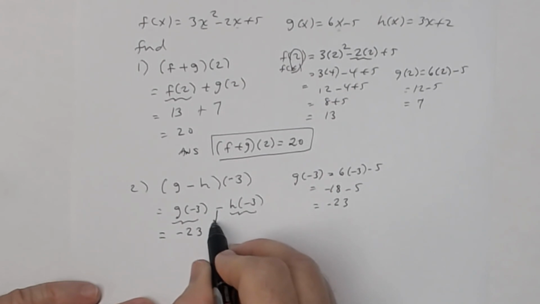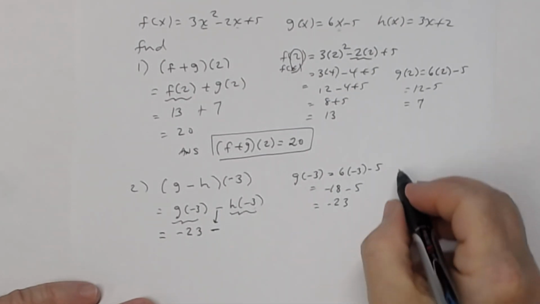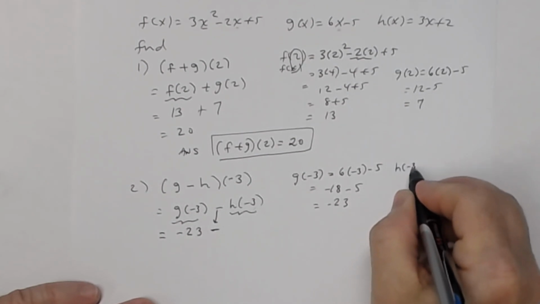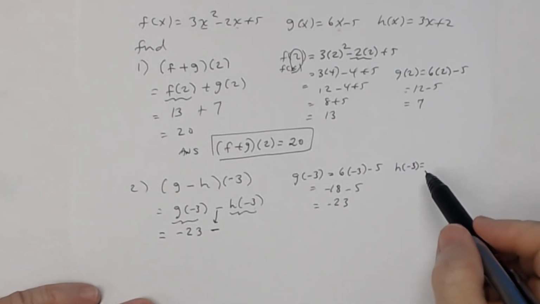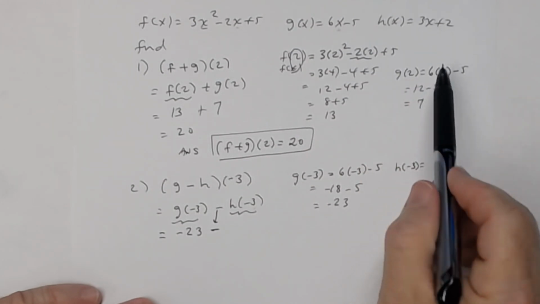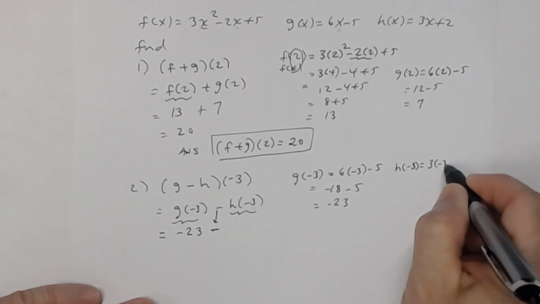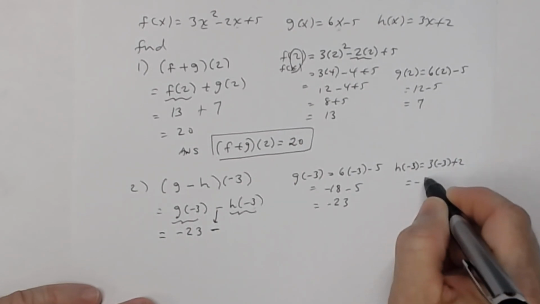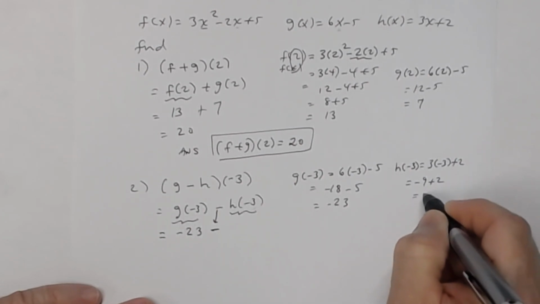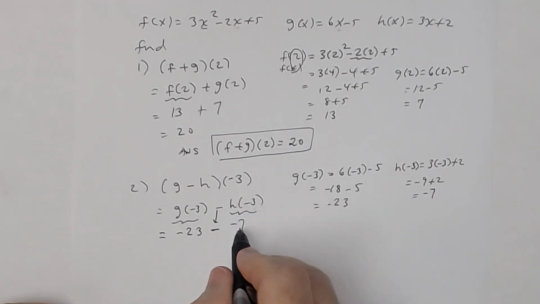And then I'm going to subtract from negative 23 whatever h of negative 3 is. Let's figure out what h of negative 3 is. To find h of negative 3, I go to my function h, and where we see that variable x, I substitute negative 3. So this becomes 3 times negative 3 plus 2. That's negative 9 plus 2, which is negative 7. So h of negative 3 becomes negative 7.